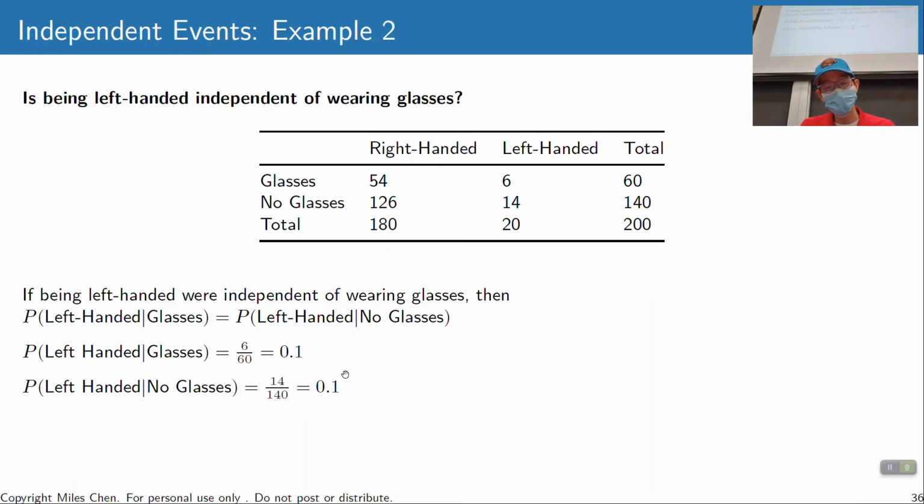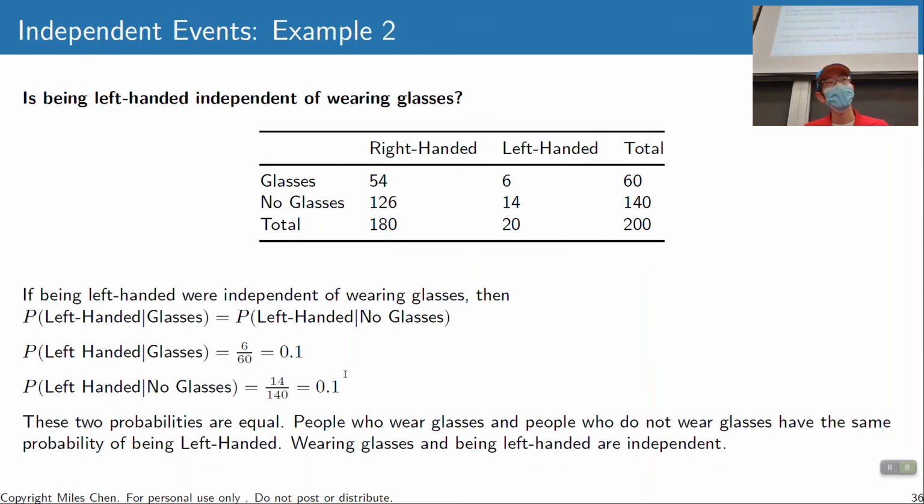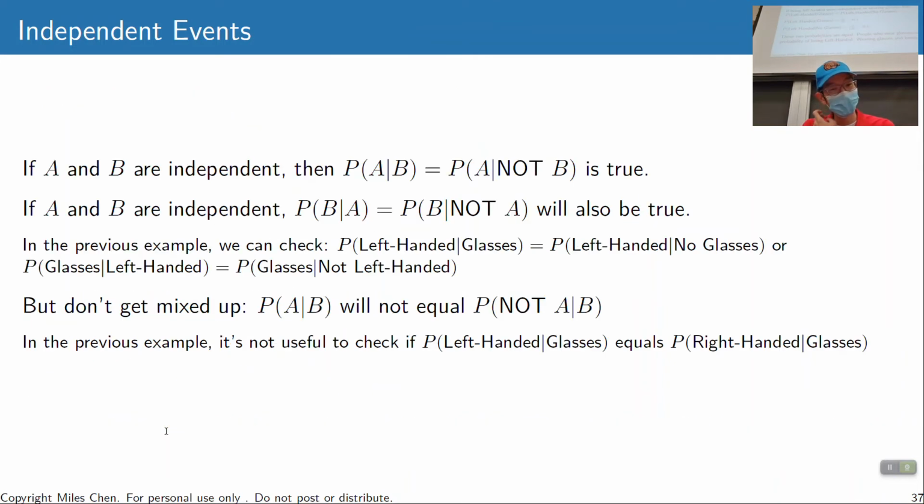So these two numbers are both 10%. They are equal to each other. We'd say people who wear glasses and people who don't wear glasses have the same probability of being left-handed, and therefore wearing glasses and being left-handed are independent of each other. So you check A given B versus A given not B. If the probability of A given B is equal to the probability of A given not B, that indicates to you that A and B are independent events.